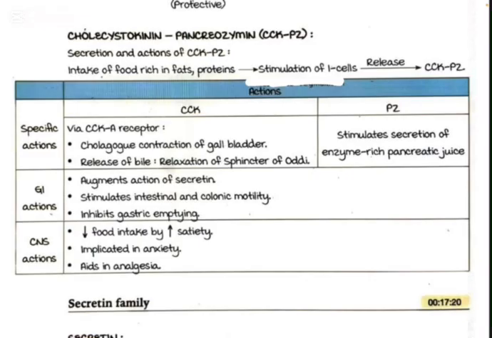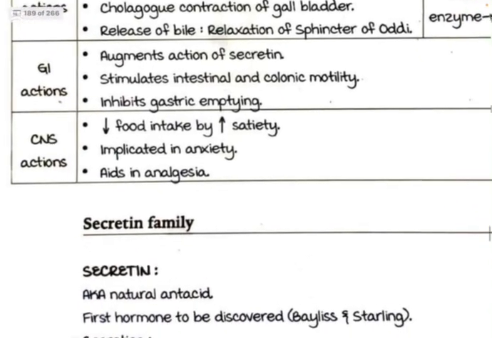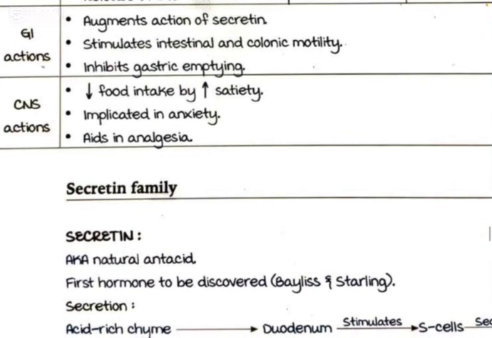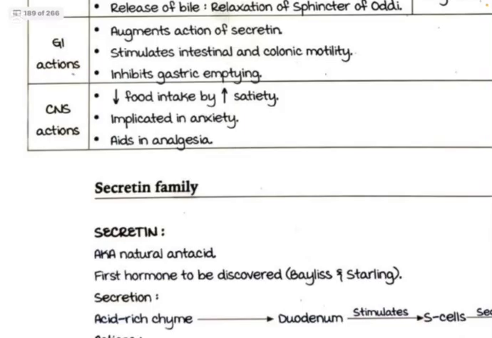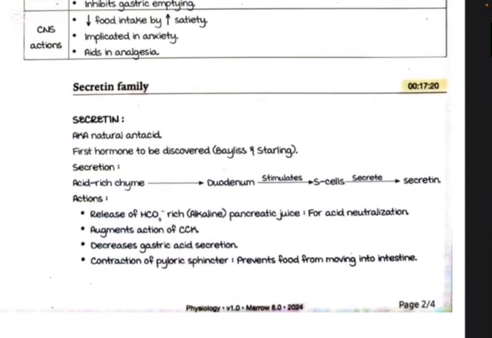GI actions: augments actions of secretin, stimulates intestinal and colonic motility, inhibits gastric emptying. CNS action: decreases food intake by increased satiety, implicated in anxiety, aids in analgesia.